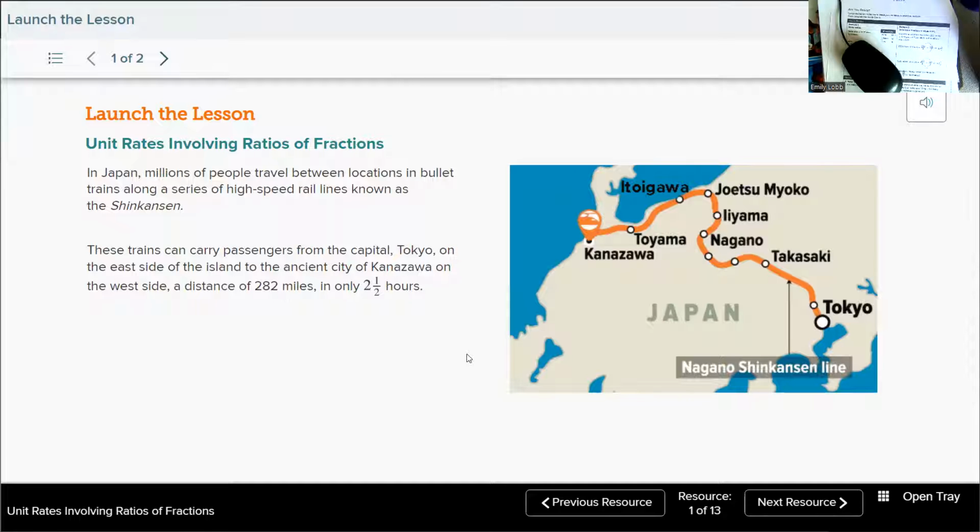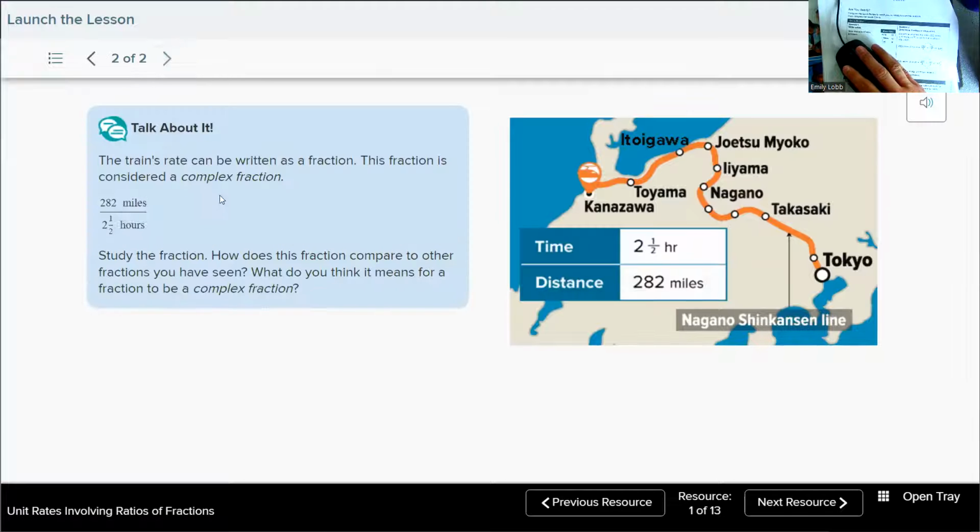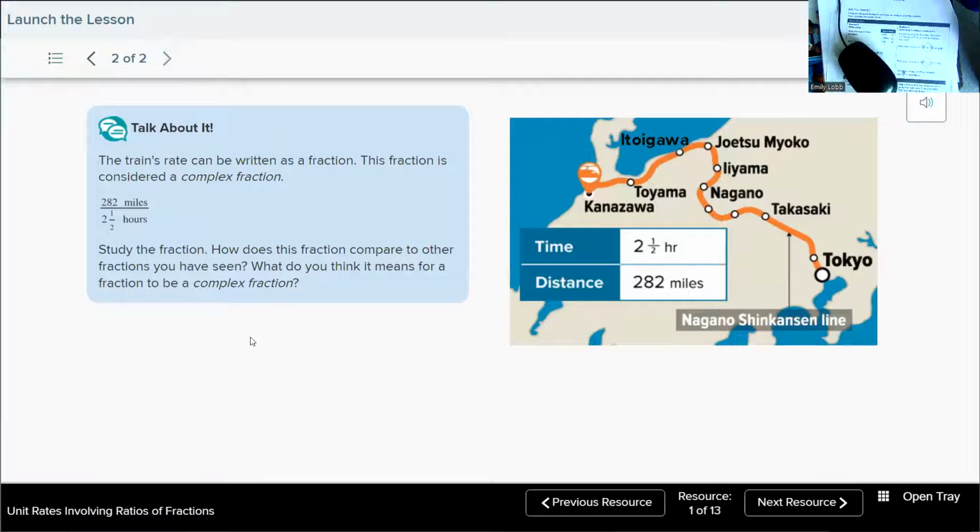So do you see how when we're reviewing unit rates that may be helpful? You have a certain amount of miles in a certain amount of time. I'm thinking about that right now. So let's talk about it. The train's rate can be written as a fraction. This fraction is considered a complex fraction.